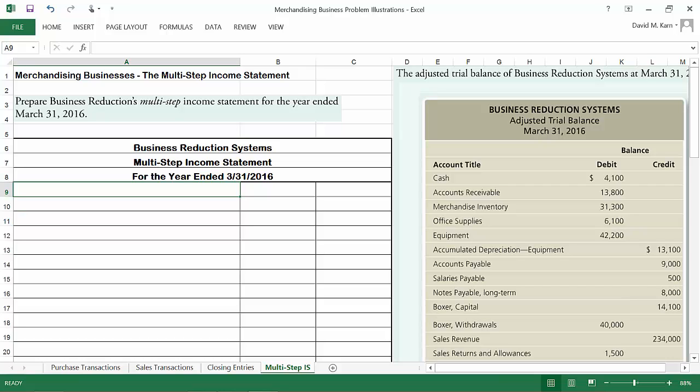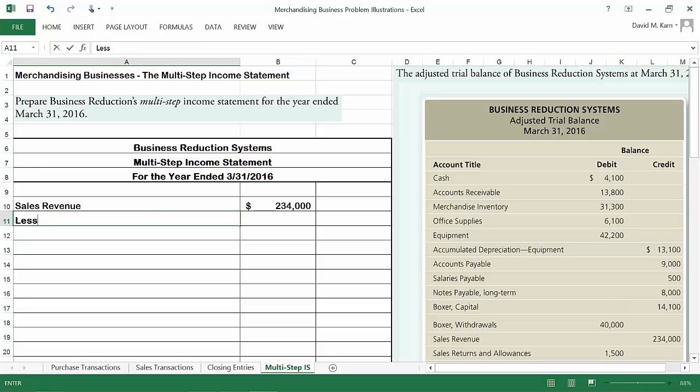Okay, so let's see how this works. Again, it'll be the proper heading, the business name. In this case, we're preparing a multi-step income statement, and it's for the year ended March 31st of 16. Okay, so the way that we would approach this, we would start off with our sales revenue. And in this case, we have to look at sales revenue as a whole and then get to net sales revenue, because remember we have contra accounts that we have to deal with. So we have $234,000 of sales revenue.